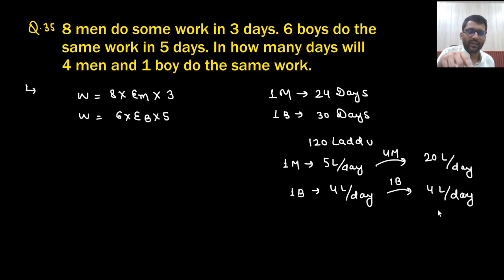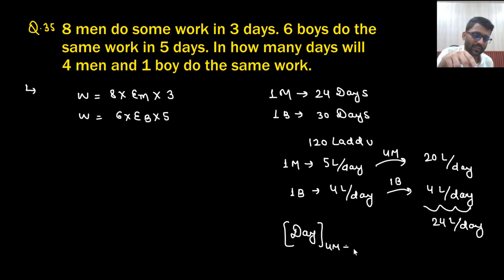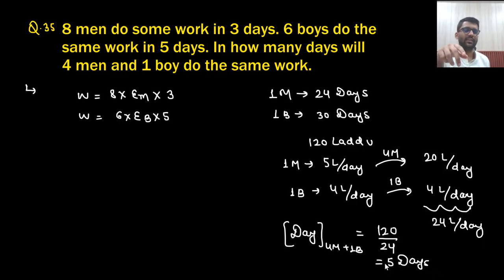Now both are working together. That means they are eating 24 laddu per day. So how much time will it take? Days. How much time? 4 men plus 1 boy. So that would be 120 by 24. That would be 5 days. So it would take them 5 days. That's it. This is the answer.